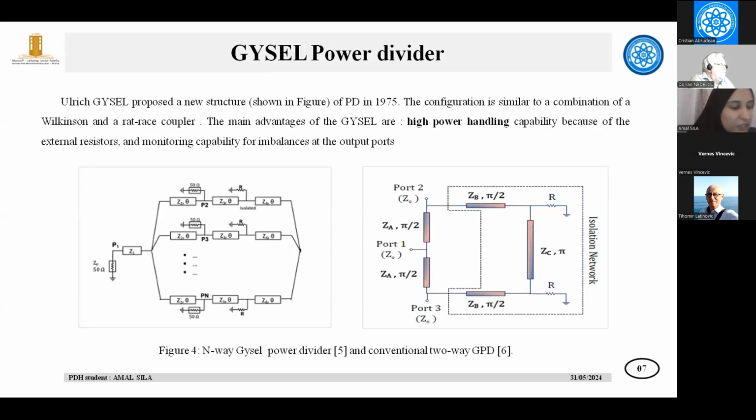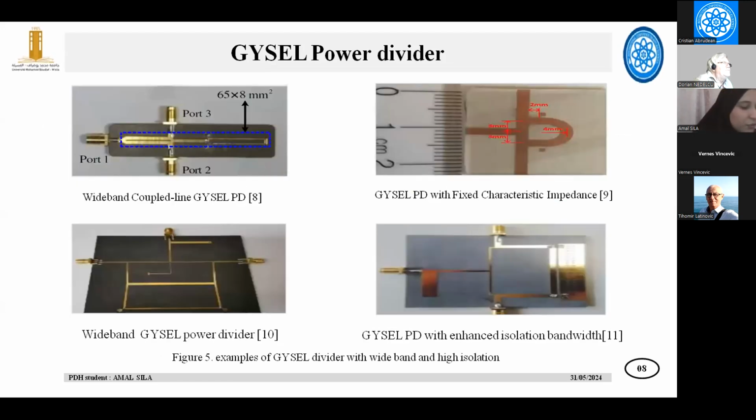GYSEL power divider. A GYSEL power divider is an electronic circuit designed to divide power and distribute it equally among two or more output ports. One of the key advantages of this type is high power handling capability. This is achieved thanks to the use of the external isolation resistor, as shown in Figure 4. In this section, we will showcase practical examples of GYSEL power divider achieving both wideband operation and high isolation.